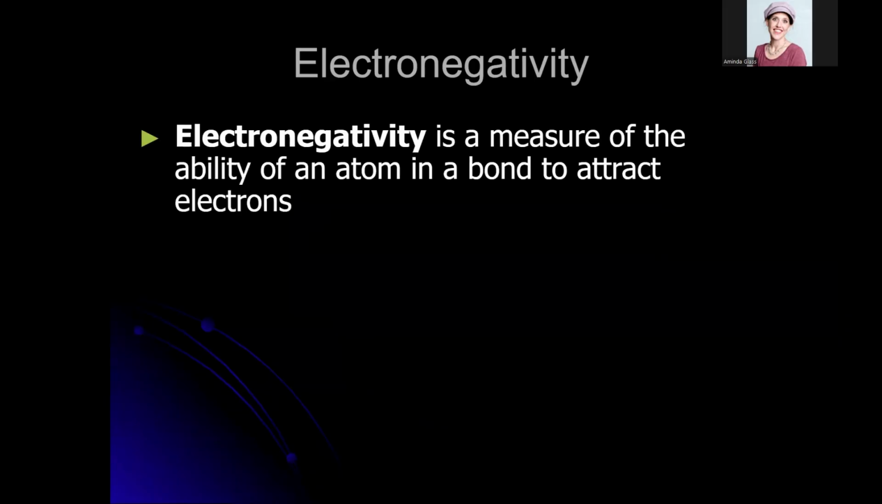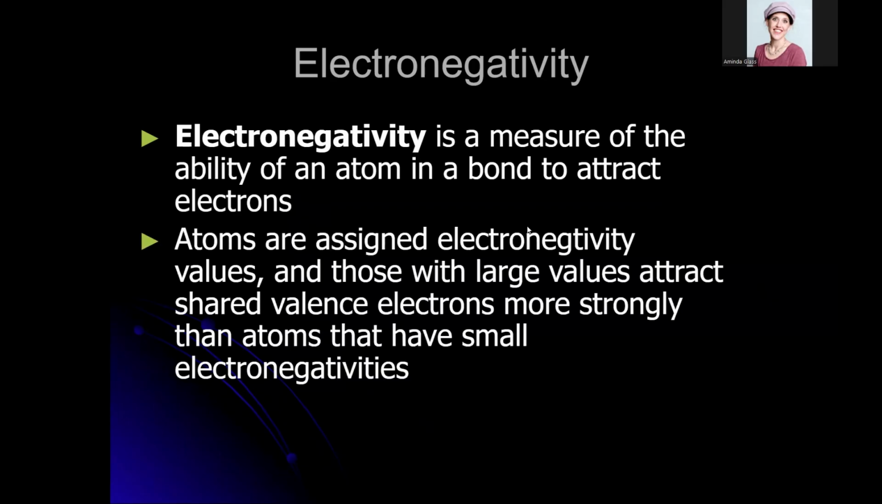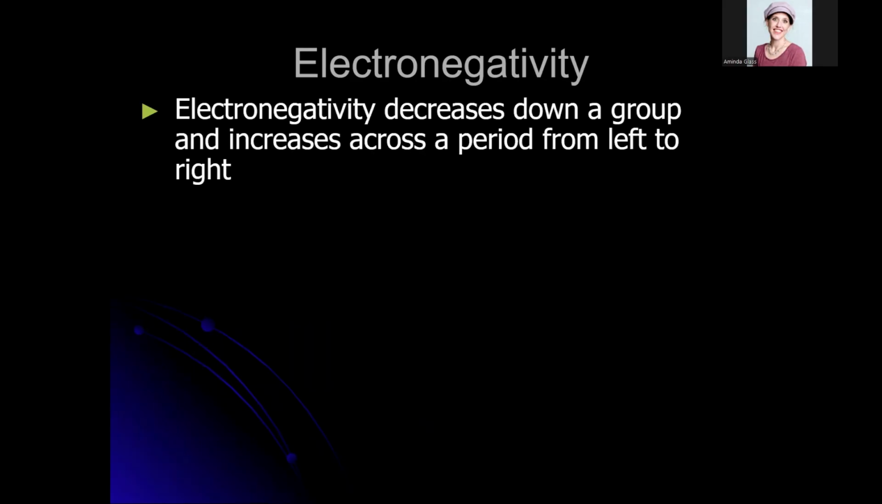Let's continue looking at the trends on the periodic table. We're going to introduce electronegativity today, and that's just a measure of the ability of an atom in a bond to attract electrons. Atoms are assigned electronegativity values, and those with large values will attract shared electrons more strongly than atoms that have small electronegativities. The electronegativity actually decreases down a group.